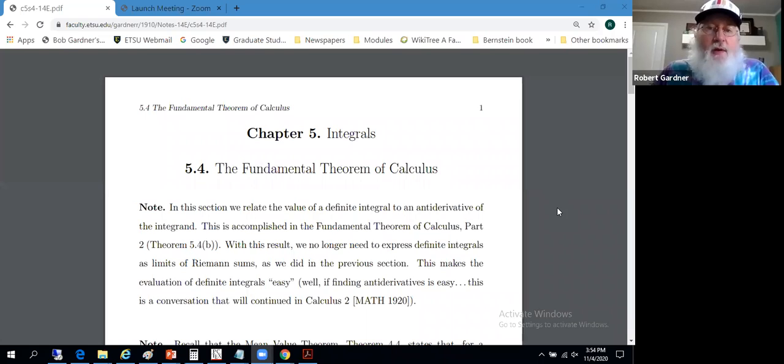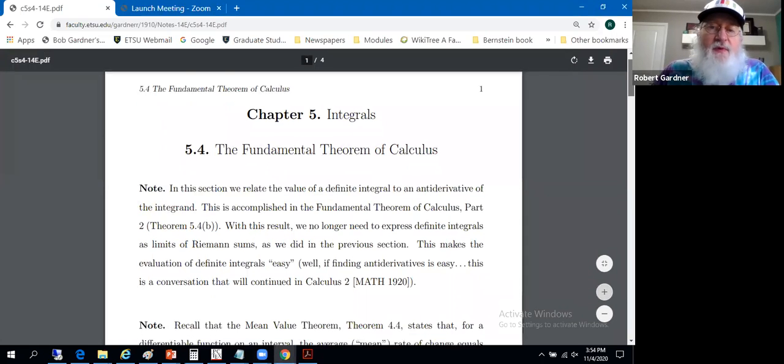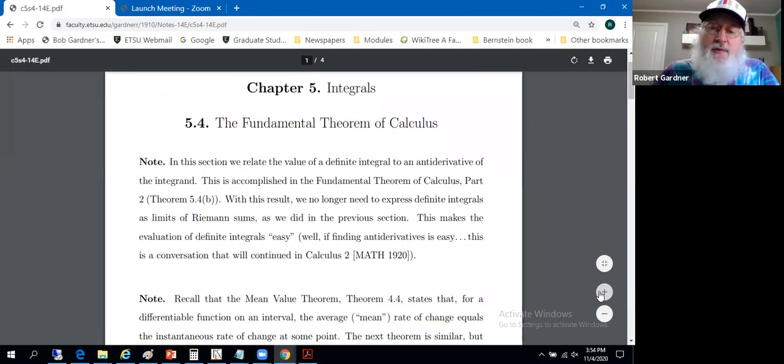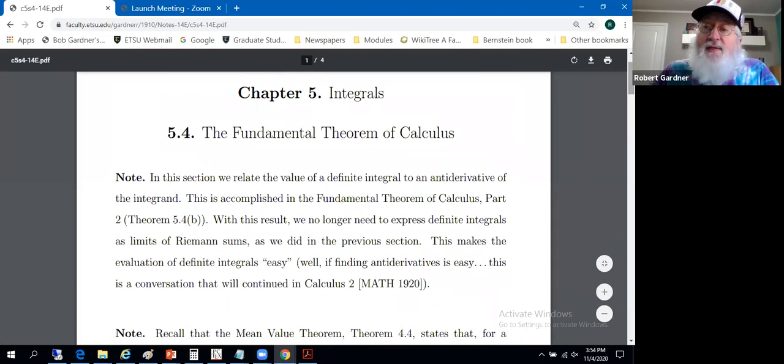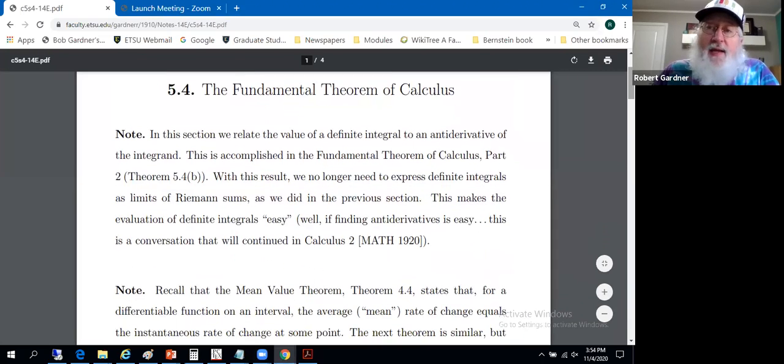Now for something rather fundamental. Section 5.4, the fundamental theorem of calculus. Okay, in this section, we finally relate definite integrals and antiderivatives.